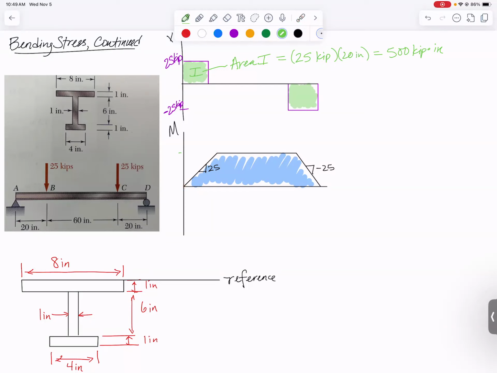So let's finish the problem. Now we know the max bending moment. We can find the stress. We have kind of a complicated cross-section. It is an I-beam, but it is not symmetric. So before we can do anything, we're going to have to find where is the centroid of that I-beam.